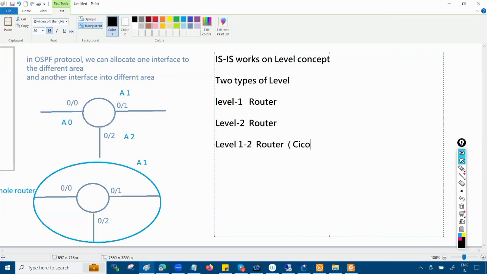Hold on, right? You will get to know why it's default behavior. Why not label 1 as the default behavior? Why not label 2 as the default behavior? Have some patience with ISIS. You will get to know each and everything.